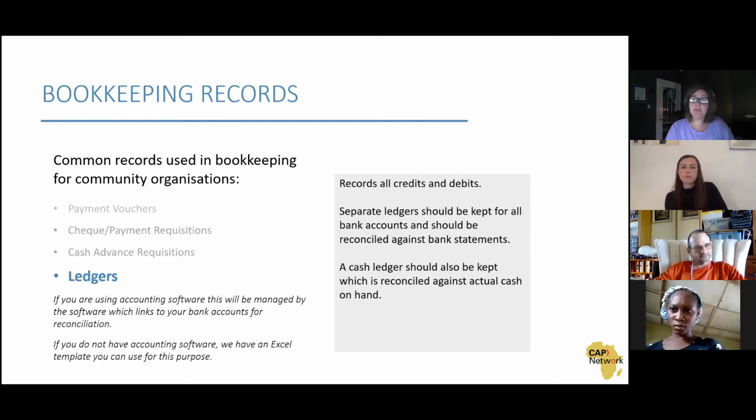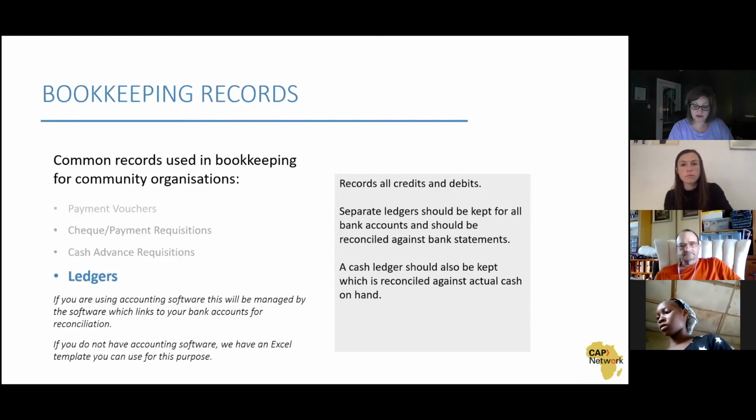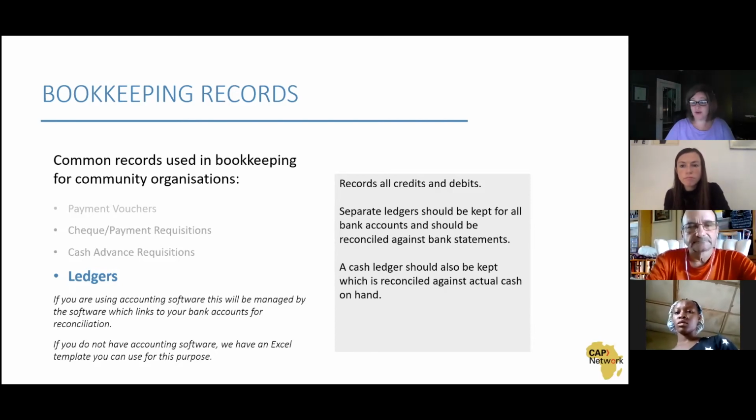We have a template on file at Cap Network that we can share with you for how to set up a ledger in Excel that you can use to manage your bookkeeping if that's of use to you. Okay, and either I think is fine.